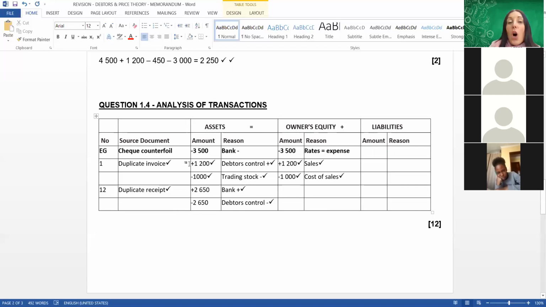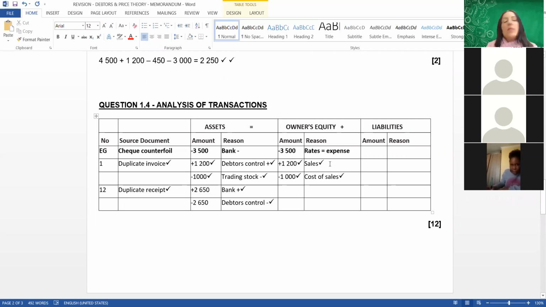So what is our source document for credit sales? It's a duplicate invoice. Why? The original one goes to the debtor, to the client. So our source document is the duplicate invoice. Then we work with the sales amount. Some of you might start with sales and say, okay, what happened here? We sold, so that's an income to the business. So 1,200 under owner's equity, and my reason is sales.